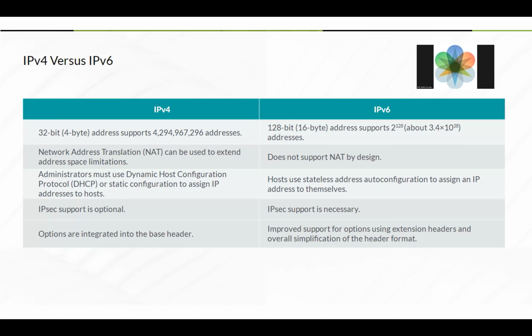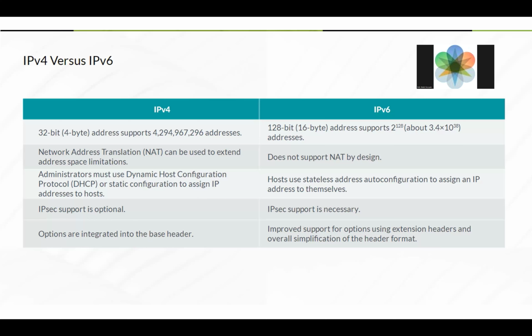NAT basically comes in IPv4 to extend or just enlarge the IPv4 life. That's it. But in IPv6, no need for NAT. You can assign a unique public IPv6 address to your network device directly. No issue.